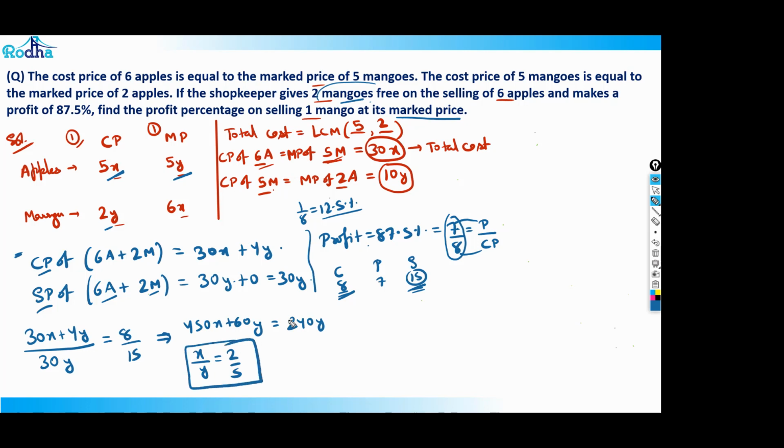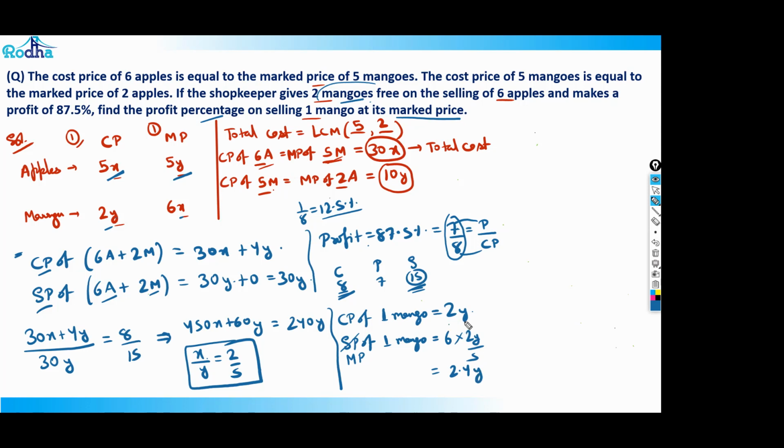Now I need to calculate the profit percentage on selling one mango, no? So I just replace here, right? I know the cost price of one mango and the selling price here is 6x. So the cost price of one mango is equal to 2y. And it is selling at the mark price, so the selling price of one mango, that is the mark price of one mango, is equal to 6x. That is 6 into, now x here is 2y by 5, that is equal to 12 by 5, that is 2.4y.